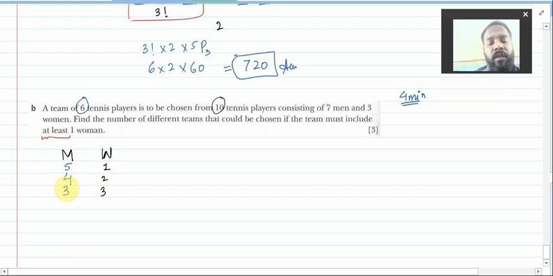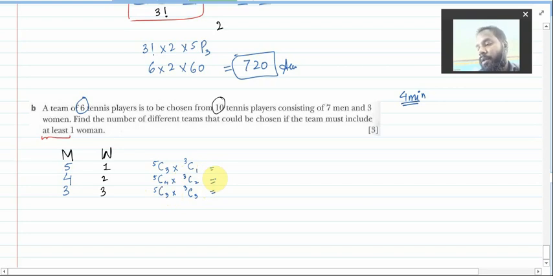Alright, so those are the cases, and to solve them it will be 5 combination 3 times how many women we have? We have 3. 3 combination 1, that is your first one. For the second one, 5 combination 4 times 3 combination 2, and for the last one, 5 combination 3 times 3 combination 3. Alright, now we can solve them easily with the help of a calculator.